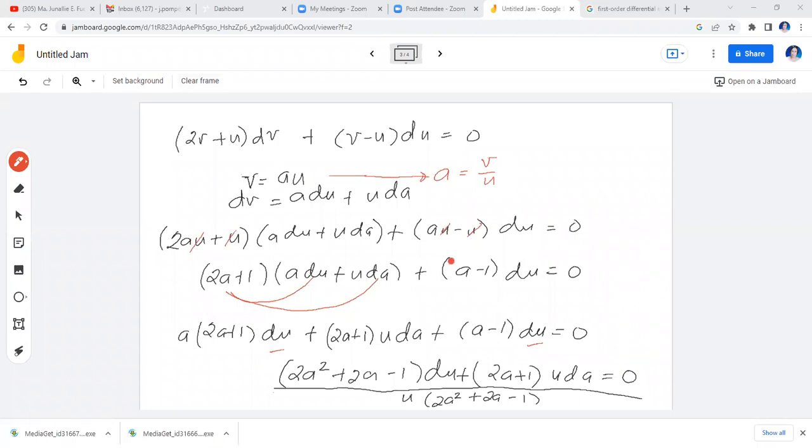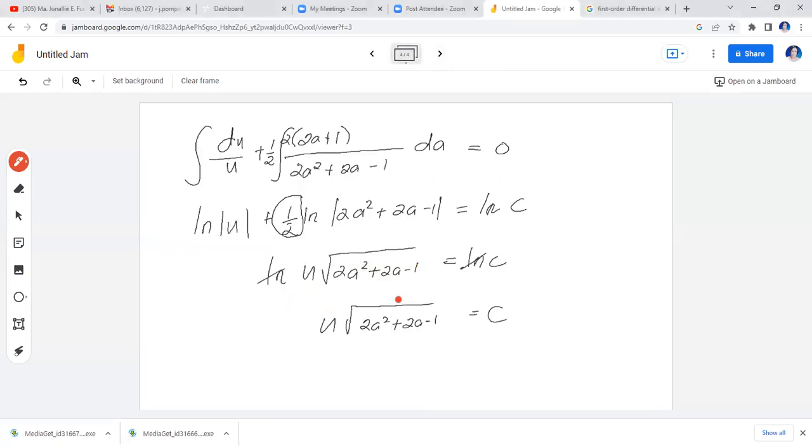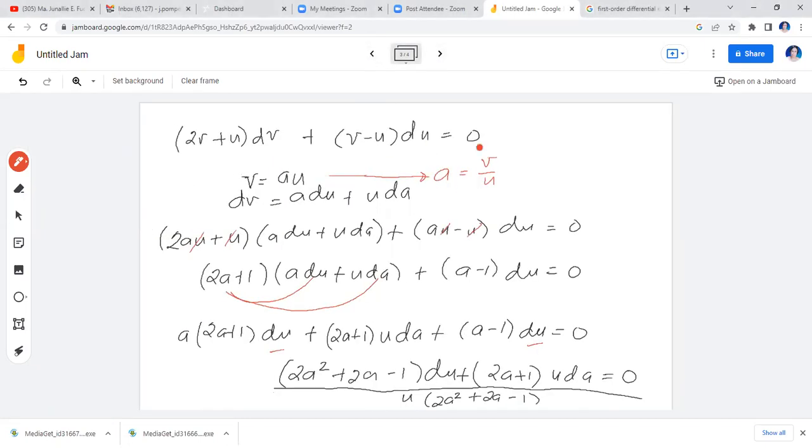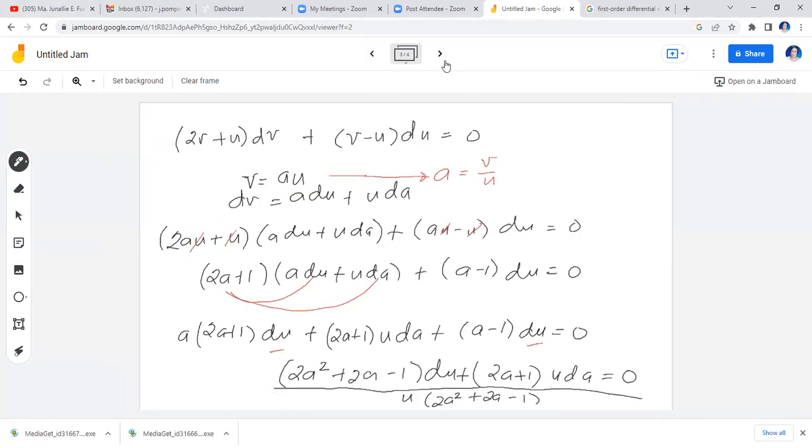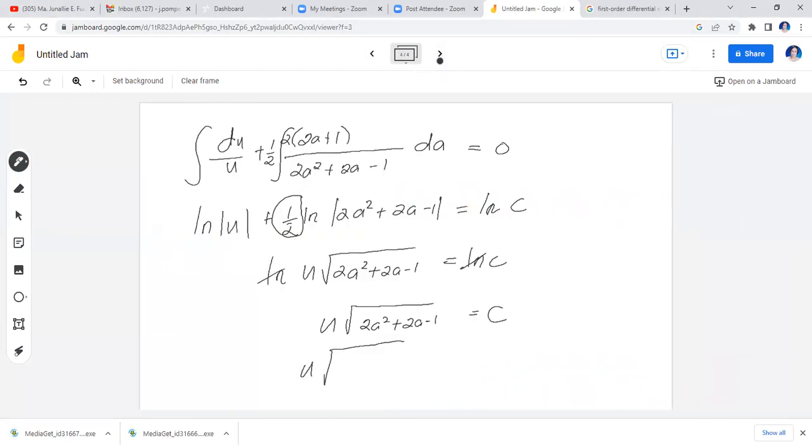Okay, so you have that now, class. Let's see. B over u for the a. So you go back here. So I'll copy it in black so you will see. A is b over u. So you'll have 2 times b over u squared plus 2 times b over u minus 1 equal to c.